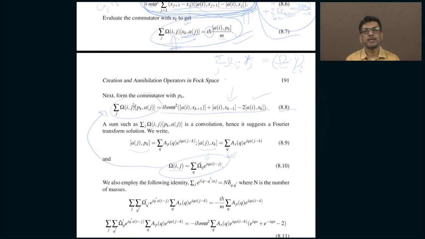Okay, so I'm going to stop here. In the next class, I'm going to continue with this step. Even though it's just algebra, it's worthwhile doing it properly, because this sort of algebra appears again and again in solid state physics and many other subjects when you are trying to understand how to diagonalize Hamiltonians involving many particles.